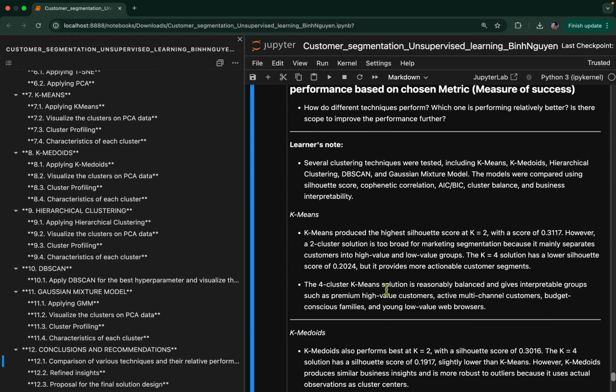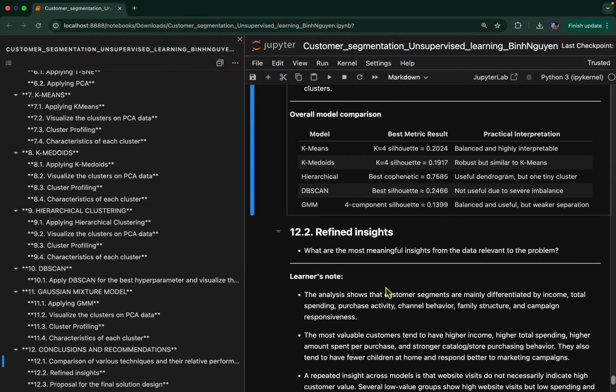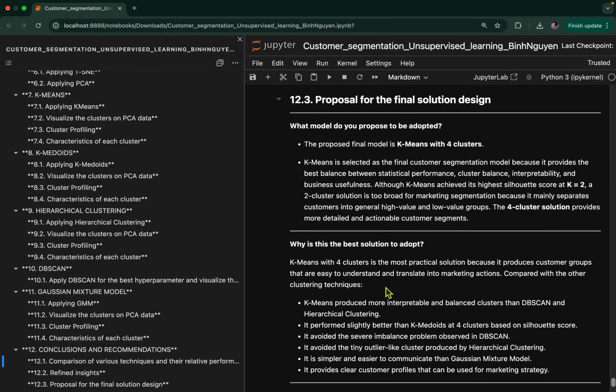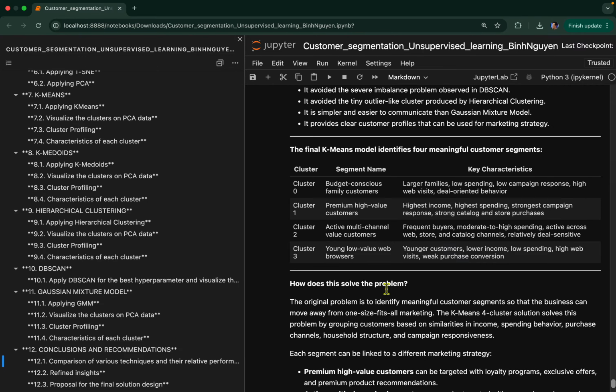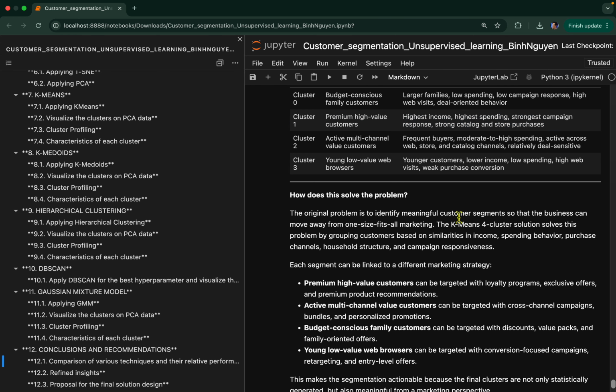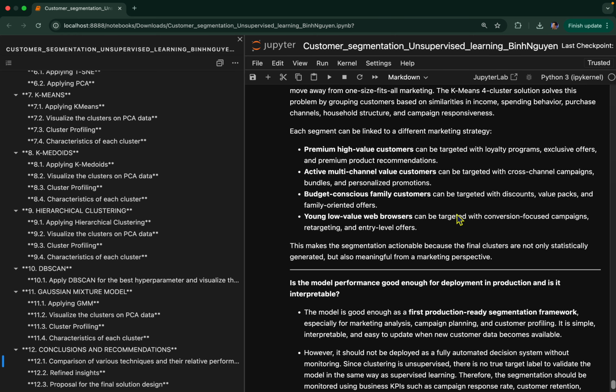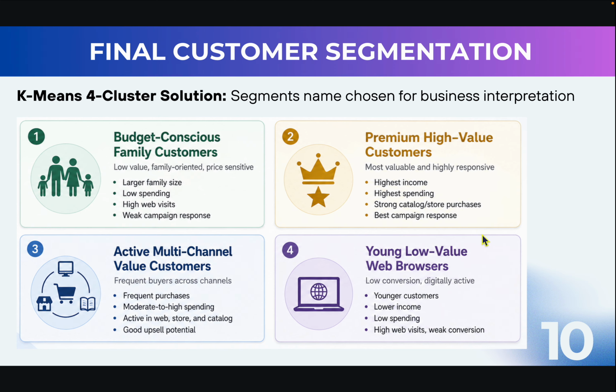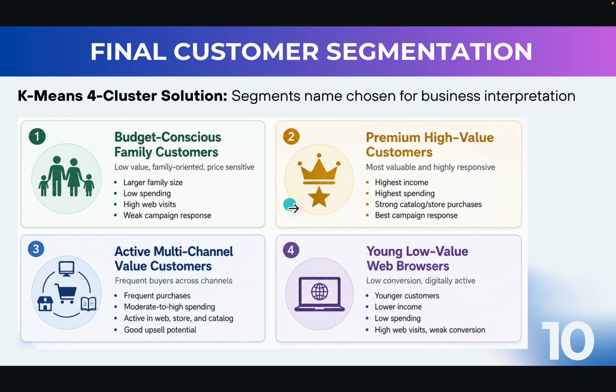As you can see here, I also put them in my notebook. For the recommended strategy for these customer segments, you can refer to my readme file or my executive summary report file. I also put it in the folder. So I also suggest some marketing strategies for them.